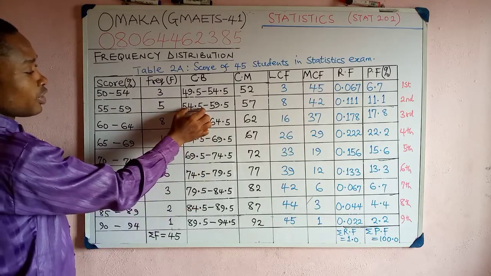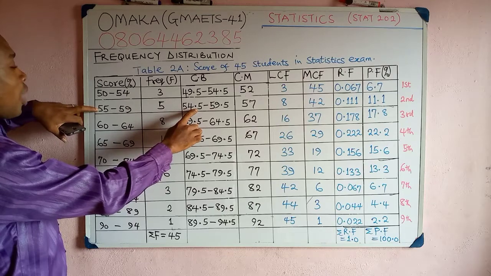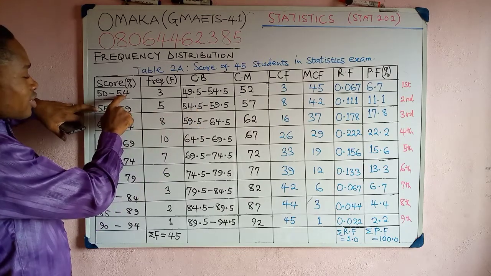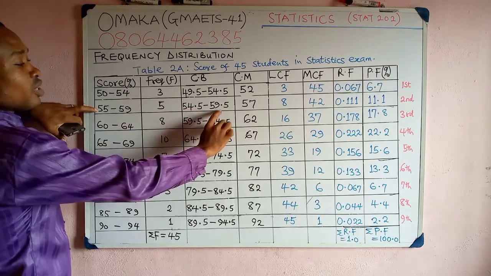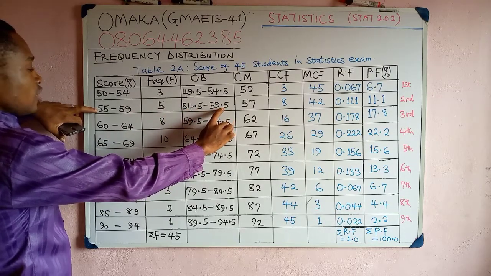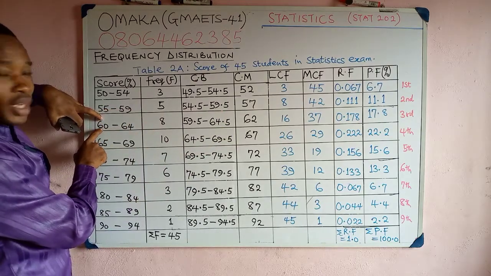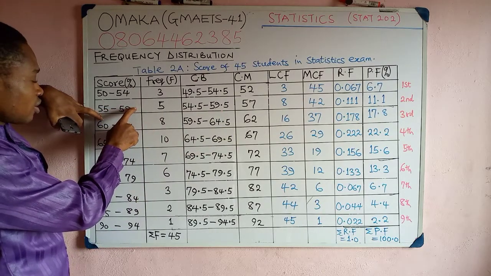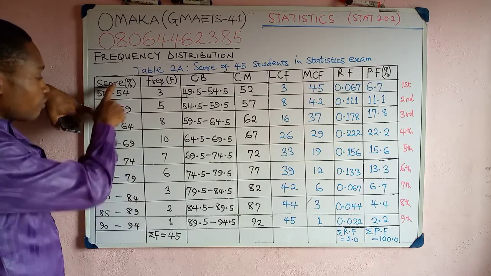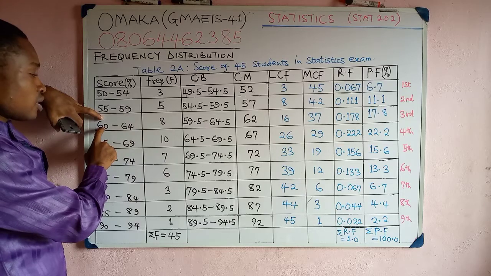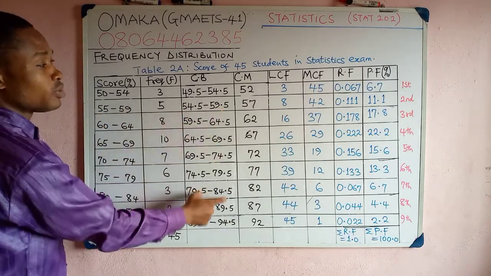The same thing you do for this. To get 54.5 here for this class, is going to be the lower class limit here plus the upper class limit. That is 55 plus 54 divided by 2, you get this. And then to get the upper class boundary of this class, it's going to be the upper class limit of this class plus the lower class limit of this interval, which is 59 plus 60, divided by 2, you get 59.5. We can do the same for the rest.